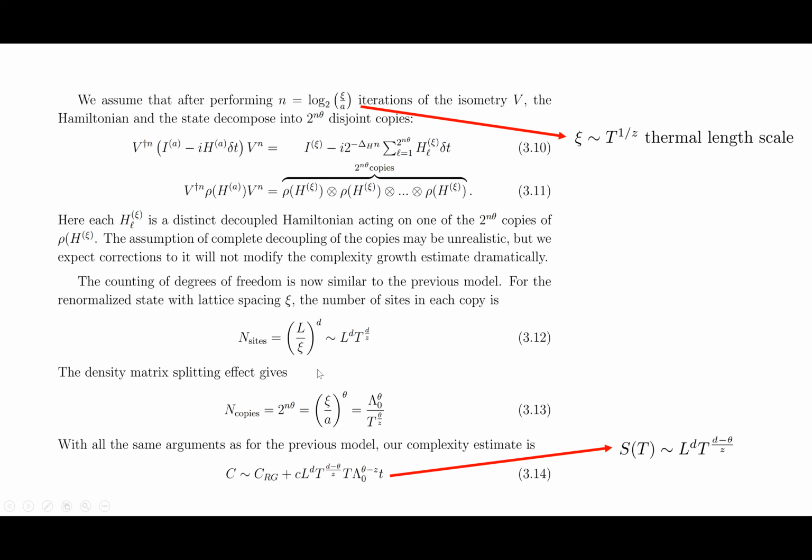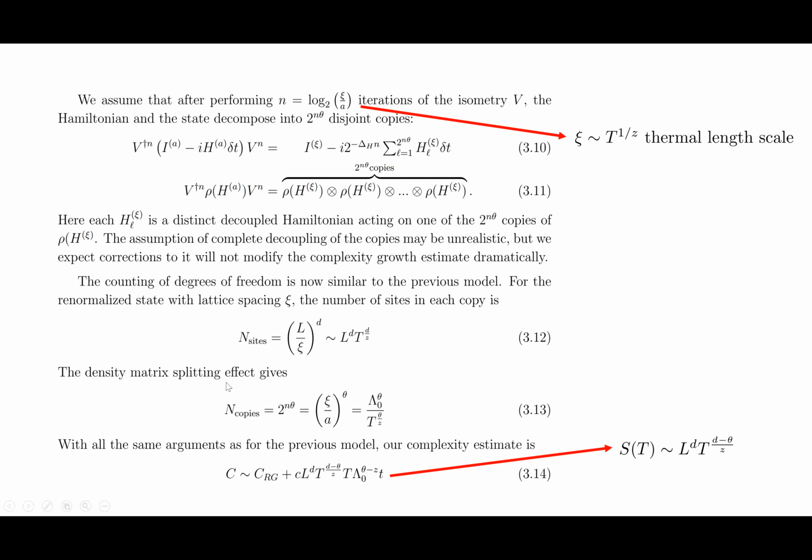Now, how many sites would you have in such a system? Well, you've taken the original capital L sites, say, and you've renormalized that to the thermal scale, which is ξ. So the number of sites, which is that ratio of lengths to the d power, goes like the total system size times the factor of the temperature to the d over z.